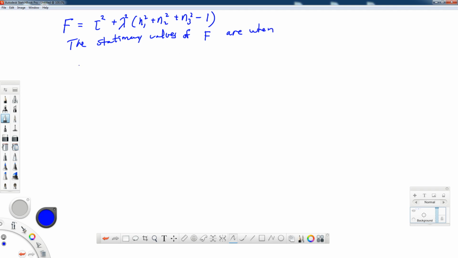Now these occur when we have the partial derivative of this function f with respect to, say, for example, n1 equal to 0, the partial of f with respect to n2 is equal to 0, and the partial of f with respect to n3 is equal to 0. So what we're going to do, from our previous page where we had our expression for tau squared, is take the partial derivative of tau squared with respect to n1, n2, and n3.